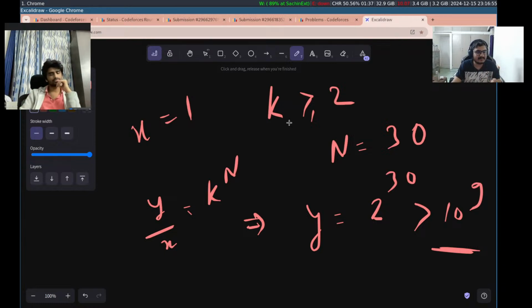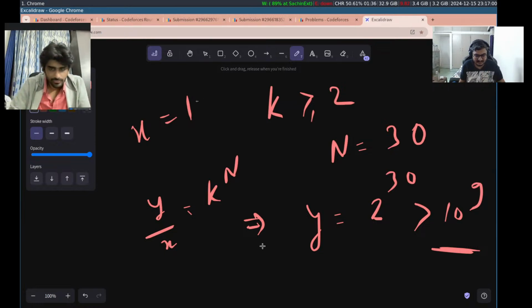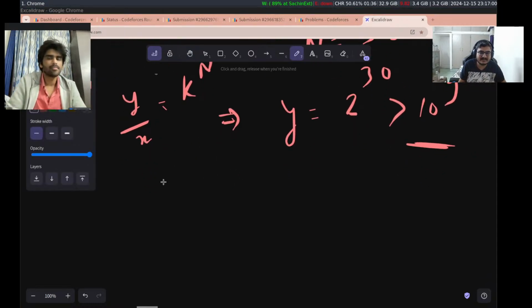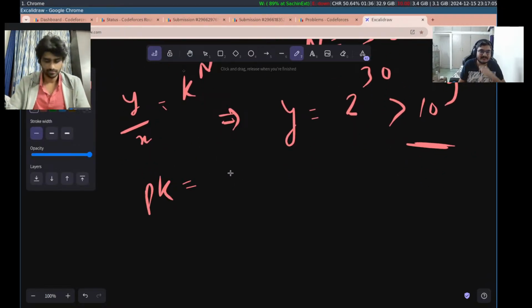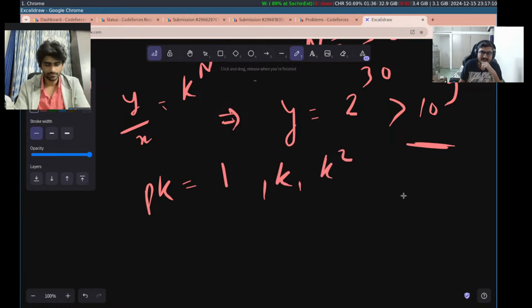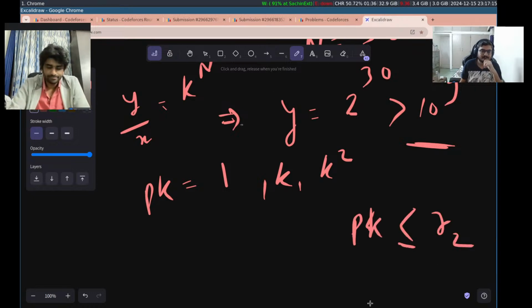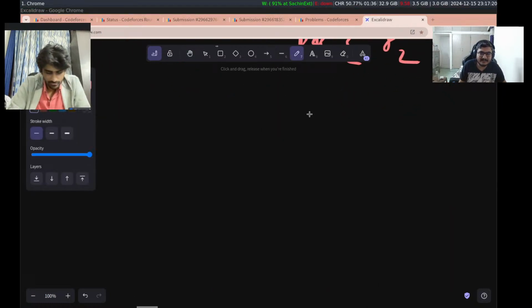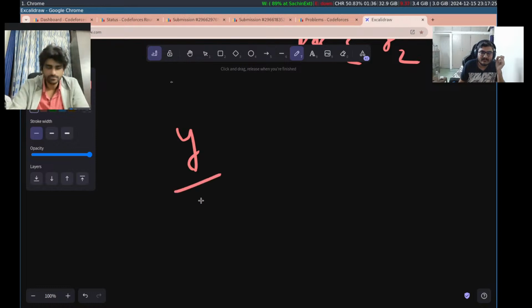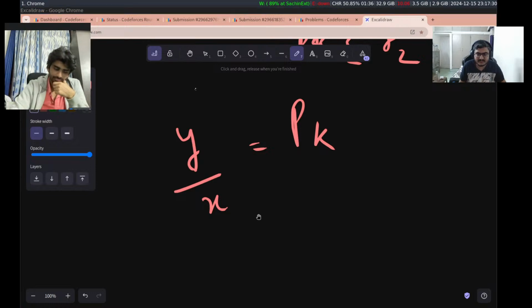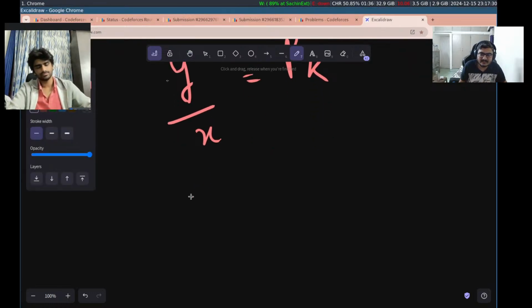And the next idea I had was that we can just maintain one variable, let's say pk, the current power of k we are considering. We can start with 1 and keep multiplying it by k, and so on, as long as this variable pk is less than or equal to r2. Now the idea was, once we have fixed some power of k here, y by x, let's say is pk, we can revert it the other way around. It gives us x equal to y by pk.